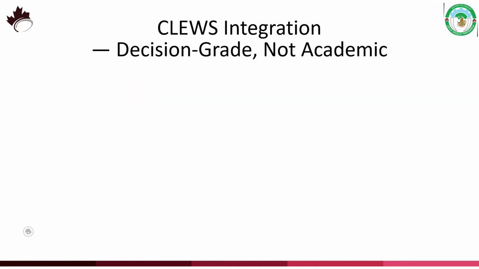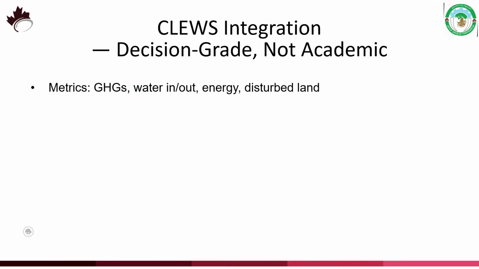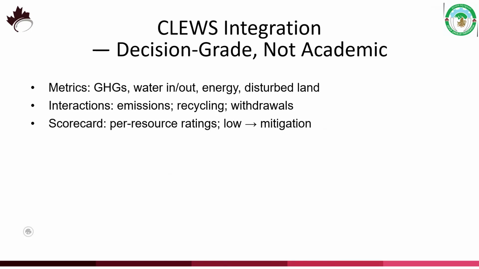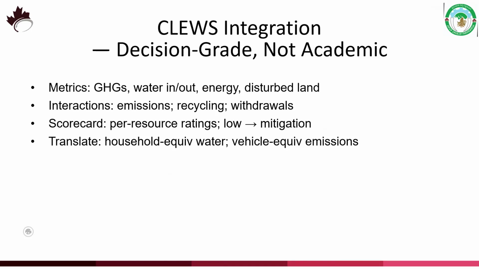So the idea is that this will have CLUES integration. We'll have metrics for greenhouse gas emissions, water, energy, and disturbed land. And we would consider interactions of emissions, recycling, and withdrawals. We would have a scorecard, which is based on resource ratings, and we would try to have low risks and mitigation strategies. And we would have data in terms of household equivalent water and vehicle equivalent emissions to understand these data better.